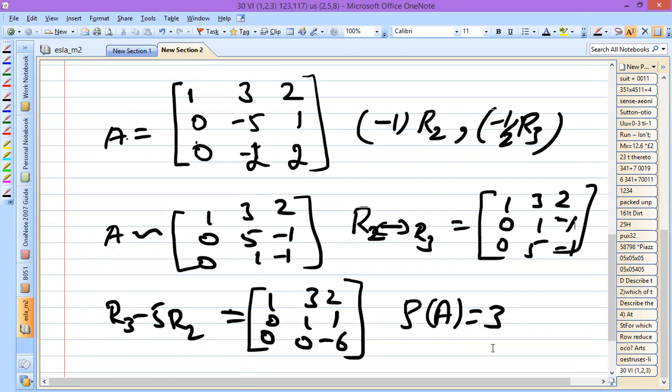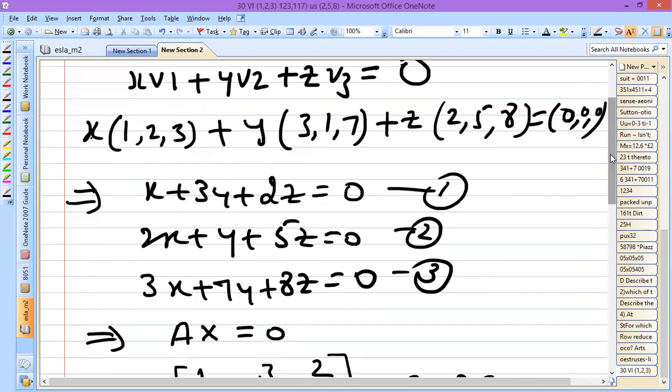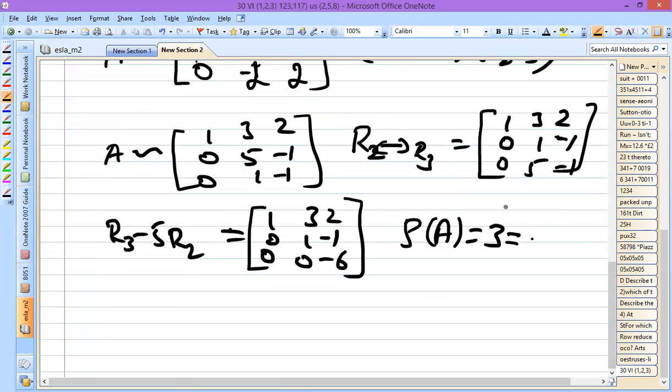Whatever may be the case, here you can see that it is resulting in non-zero rows. Here 3 non-zero rows are there. Whatever the number of non-zero rows are there, that itself represents the rank of a matrix A. So the rank of this matrix A is equal to 3, which is also equal to the number of unknowns. In this you can see that the number of unknowns are 3: x, y, z.